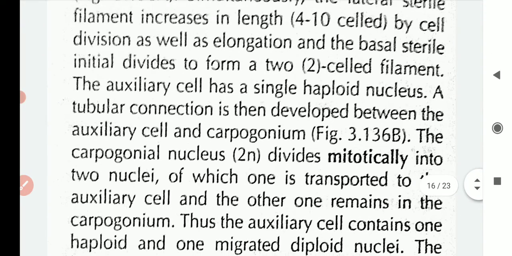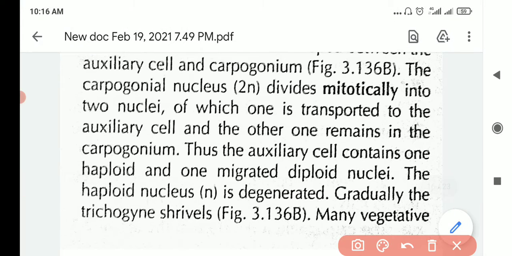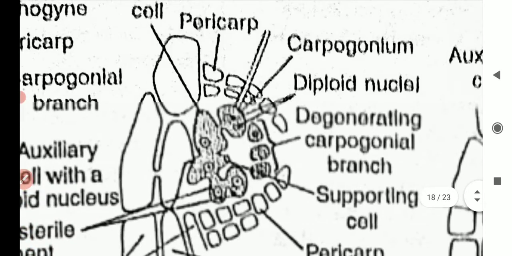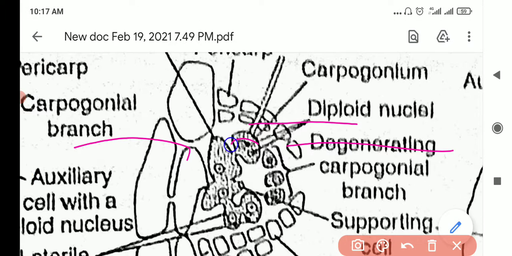A tube connection. Then that carpogonial nucleus, because it was already a zygote, it is diploid because of the fusion, it will divide by mitosis into two nuclei. So this is the zygote, 2n, it will divide. Then one of them will be transported to the auxiliary cell and the other will remain in the carpogonium. So our guess was right. This one inside the carpogonium is the zygote. The zygote will divide into two and one will go into the next cell, our auxiliary cell. So it passed into the auxiliary cell.